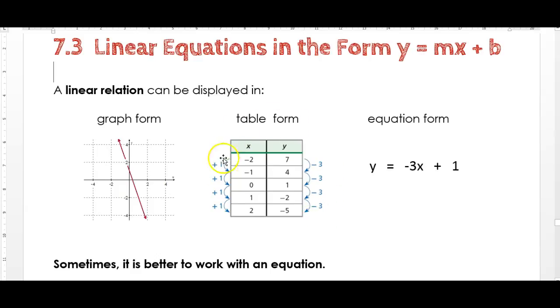We also can represent a linear relation by looking at a table of values, right? If I see that my x values are going up by 1, and I look at my first differences in my y values, so here I've done that, 4 take away 7 gives me -3. And if I keep doing that, I get -3 every time. That tells me that there's a constant rate of change, and that this is also a linear relation.